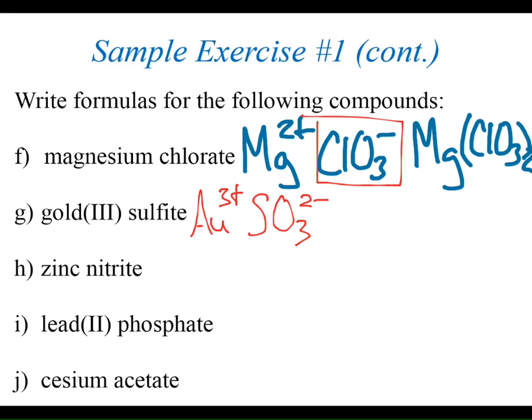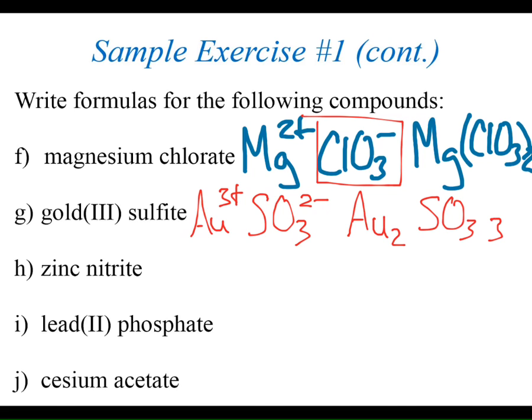Okay, think about it this way. What ratio? What's the least common multiple of 3 and 2? What do 3 and 2 both go into? 6. Okay, so how many gold 3 pluses do I need to give me 6? Oh, so I have 2 golds. That is now 2 times 3 plus. That's 6 plus. How many SO3 2 negatives do I need to get to 6? 3. So I have SO3. I need 3 of them.